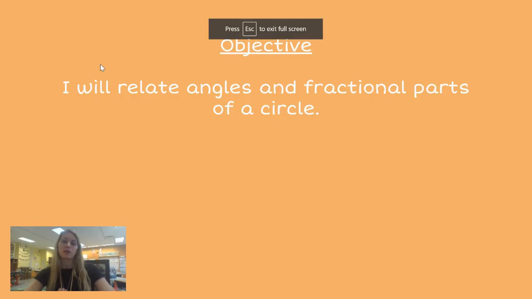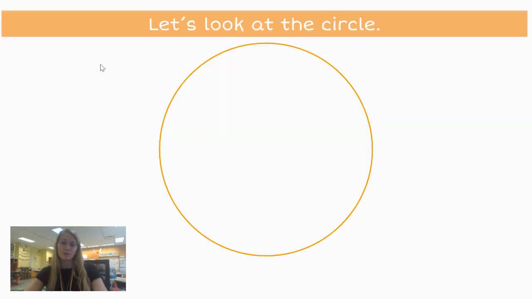So today we will be learning lesson 11.1 and 11.2 because they share similarities. Today's objective is I will relate angles and fractional parts of a circle. That is our objective for lesson 11.1. Make sure to write that down.